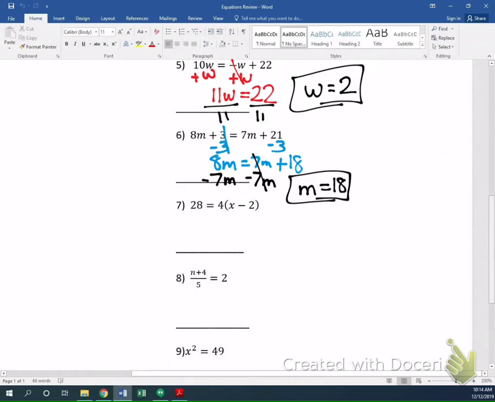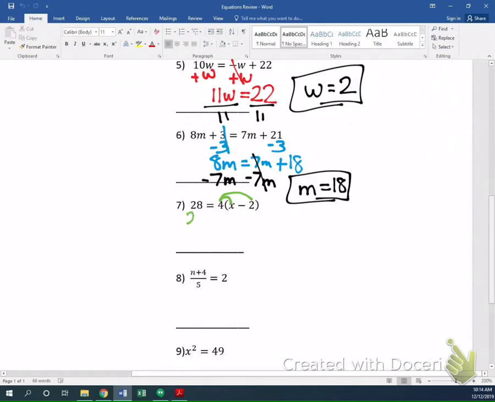All right, 7. I got some parentheses. What am I going to do? Square root? No. How do I get rid of the parentheses? We usually do it like that. What is that called? I forgot what it's called.